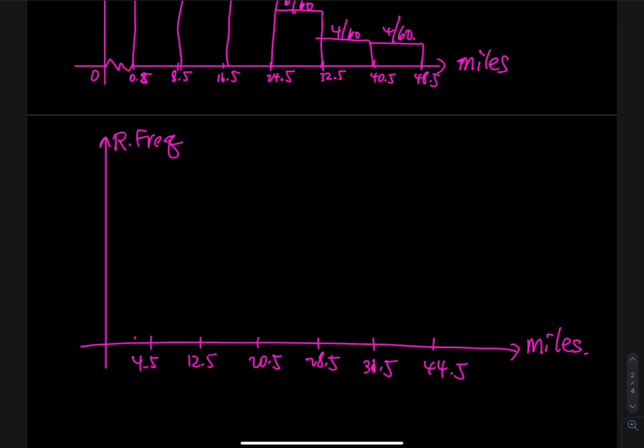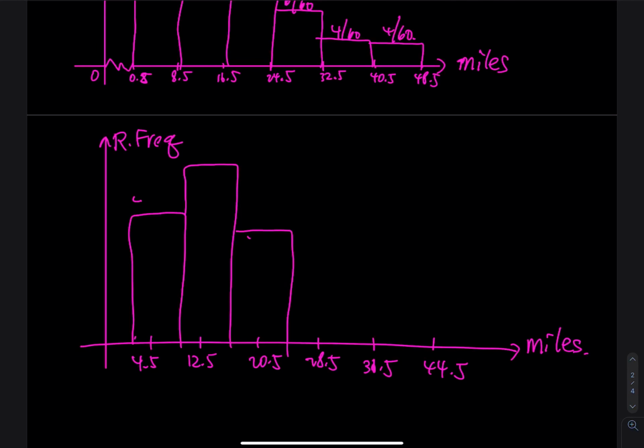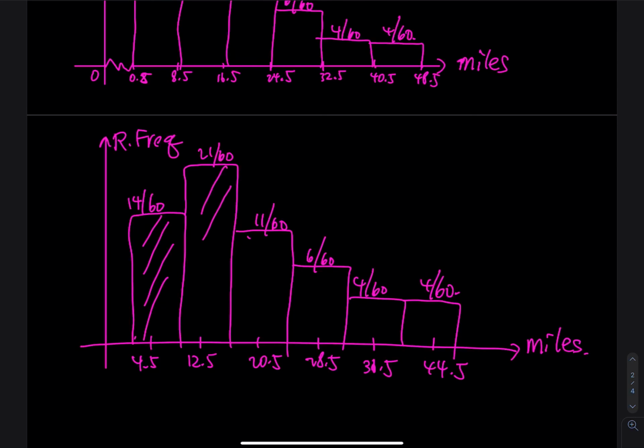So the first one is right in the middle. So this is a 14. And then we have a 21, and then a 11. Let's fill in the blanks. 14, 21, 11, and then a 6, and then a 4, and then a 4. All right, so this represents the distribution of the data, how the data is distributed. Most of the people are concentrated in this area, so that means most people travel 4.5 to 20.5 miles to work every day.